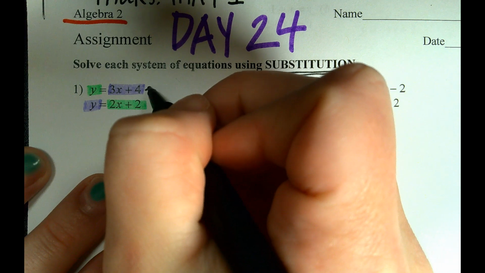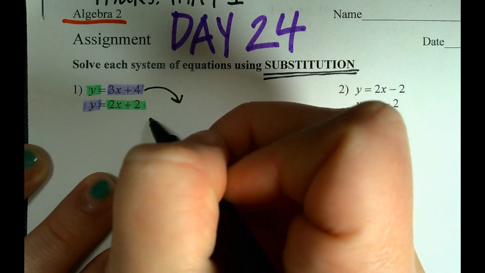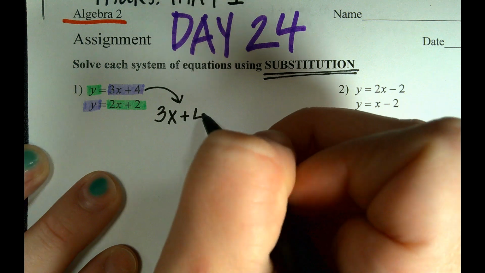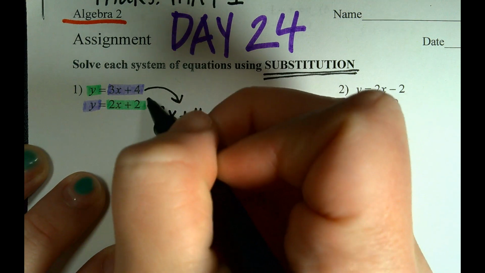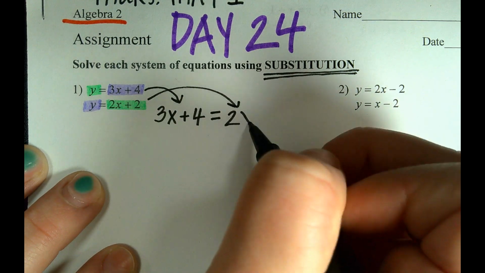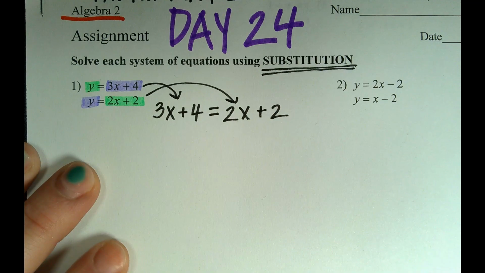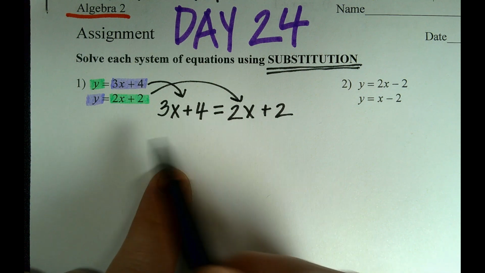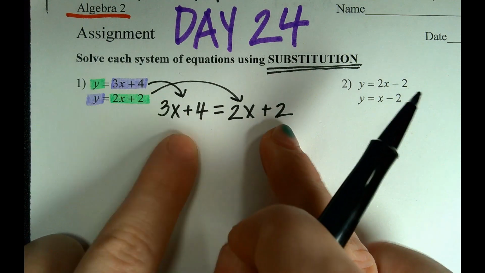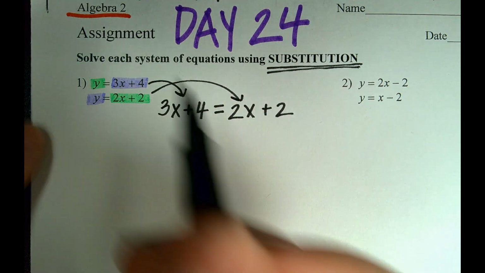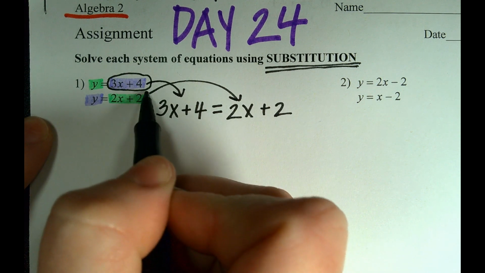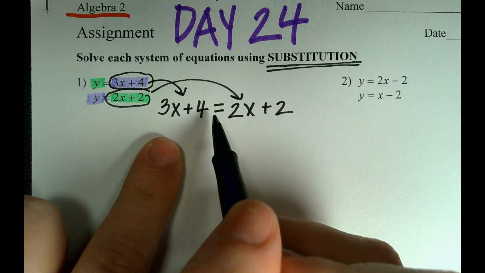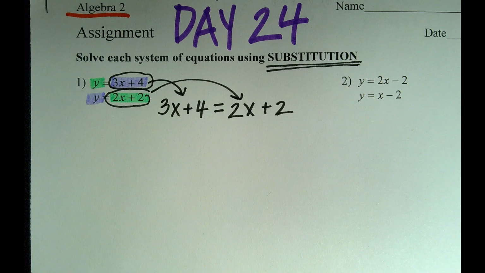So let's go ahead and bring these over. I'm going to write 3x plus 4 equals 2x plus 2. Now, could I also do 2x plus 2 equals 3x plus 4? Yes, absolutely. You can do it in either order. All we're doing is taking the second half from both equations, all the stuff without the y, and we're putting an equal sign in between those two. That's all we do for the first step.